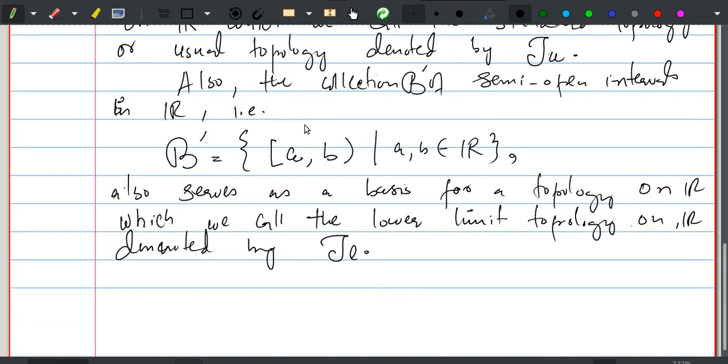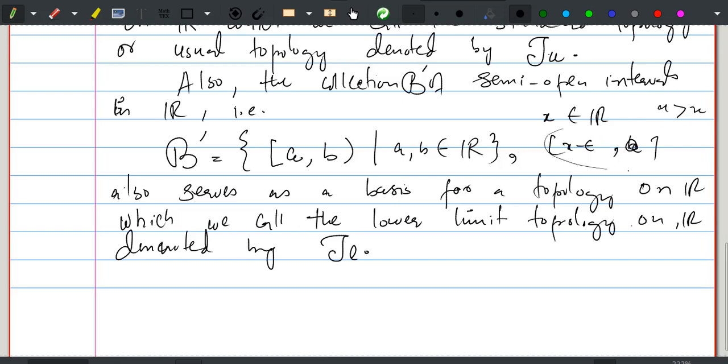So again this B prime serves as a basis because if we look at any point, say x in R, we can always find a semi open interval [x, a), where a is bigger than x. So this interval contains x and is contained in R. So this B prime satisfies the first axiom for basis. Obviously it is easy to see that it also satisfies the second axiom, i.e. if x is in the intersection of two semi-open intervals, then we can find a semi-open interval which contains x and is contained in the intersection of those two intervals.